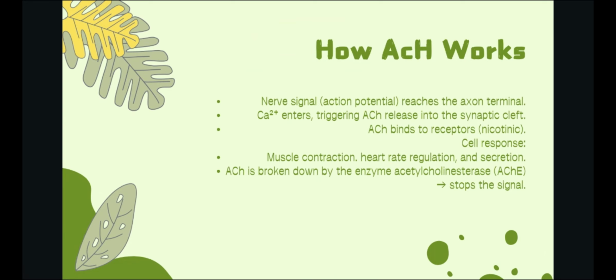And then here's a brief overview of how acetylcholine, or ACH, works. So first, a nerve signal or an action potential reaches the axon terminal. This causes calcium ions to enter, which triggers the release of acetylcholine into the synaptic cleft. Acetylcholine then binds to nicotinic receptors, which leads to muscle contraction, heart rate regulation, and secretion by the cell. This signal is stopped or terminated when ACH is broken down by the enzyme acetylcholinesterase, or ACHE.